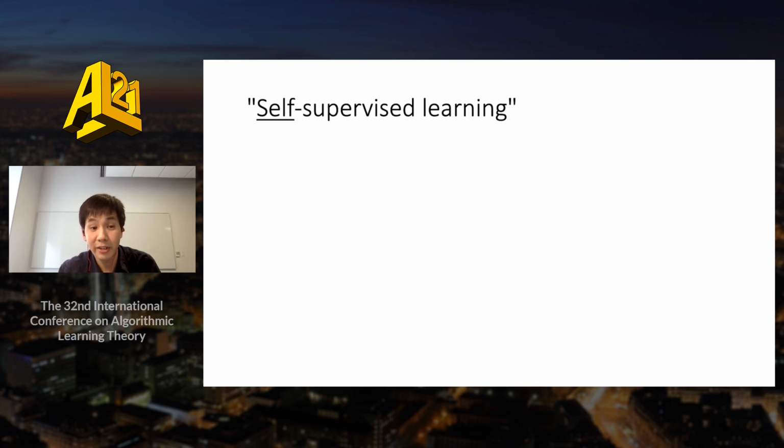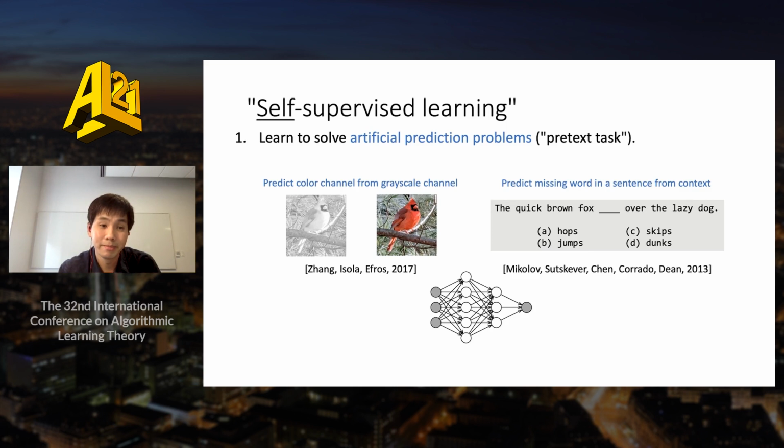Self-supervised learning is a generic two-step strategy for learning representation from unlabeled data. Step 1 is to learn to solve an artificial prediction problem called the pretext task. For example, with unlabeled image data, one may learn to predict the color channel from the grayscale channel. And for text data, one may learn to predict a missing word from its context. These are made-up prediction problems for which the unlabeled data already contains information to supervise a learner.